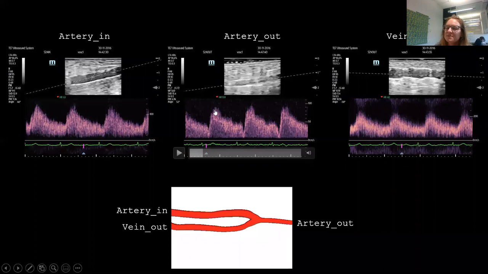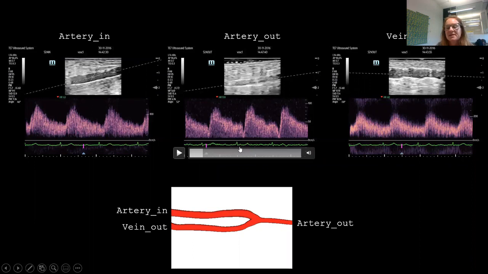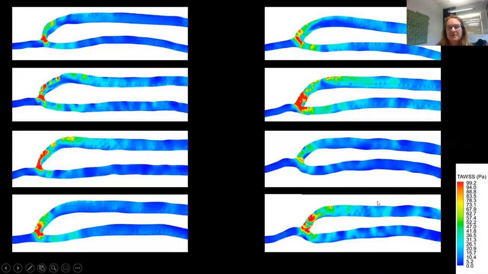Because sometimes the peaks, this one isn't too bad, but sometimes, particularly in the vein, it can be very turbulent and it's not obvious where the peaks are. So we use the ECG as a way of being able to segment into those cycles and sync up the 3 different boundary conditions. So we now have a completely patient-specific geometry and patient-specific boundary conditions for each of these patients, which means we're then able to run very detailed CFD.